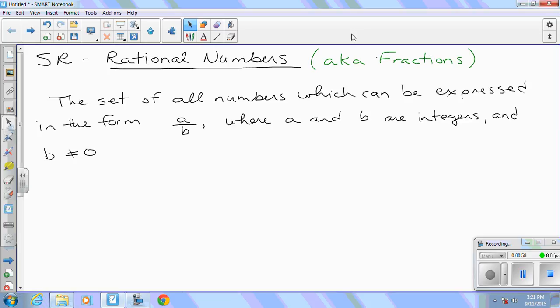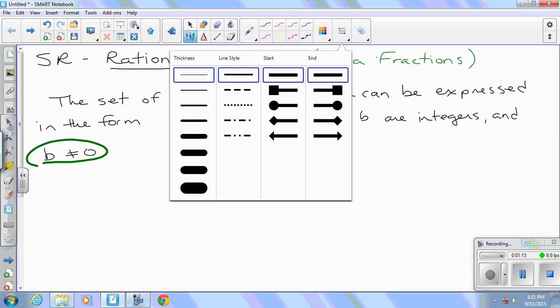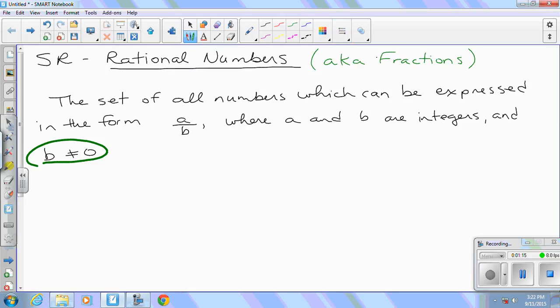all numbers that can be expressed in the form a over b or a divided by b, where a and b are integers and b does not equal 0. And recall that piece from when we looked at dividing by 0. So we can never have 0 in the denominator because the denominator is always what's being divided by.